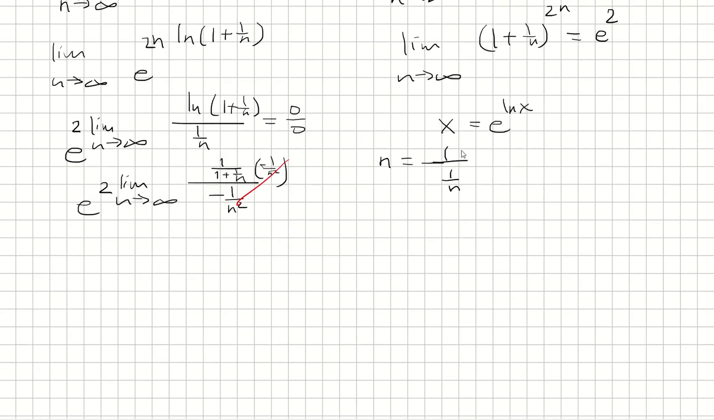And then as n approaches infinity, this goes to 0. So e raised to 2 times the limit, basically, of 1. So that's going to be e squared. Okay, so because the limit is not equal to 0, we know automatically this diverges by the nth term test.